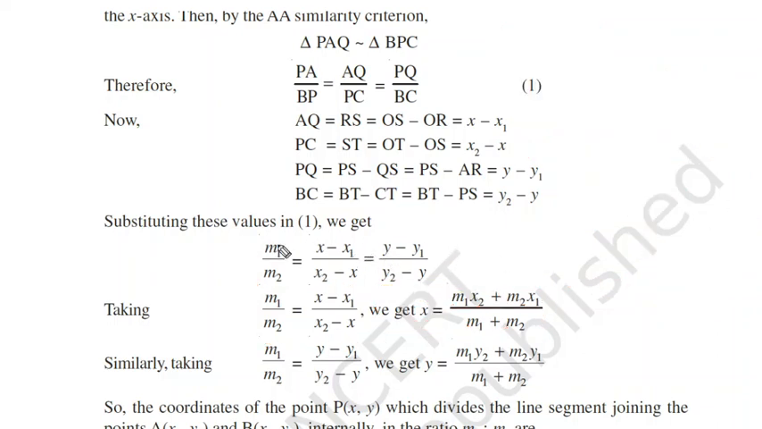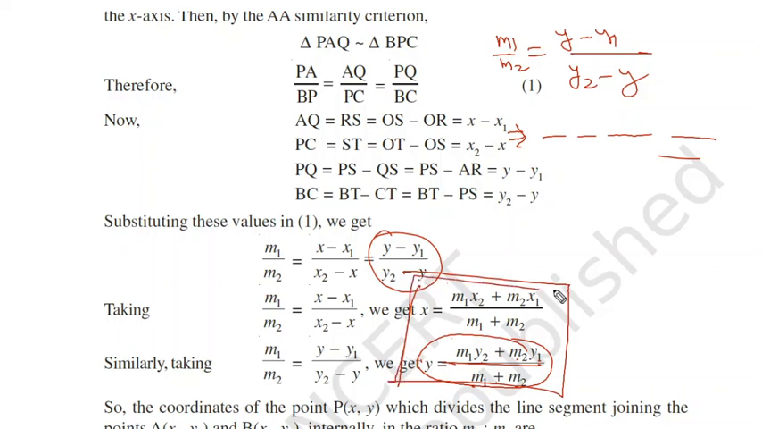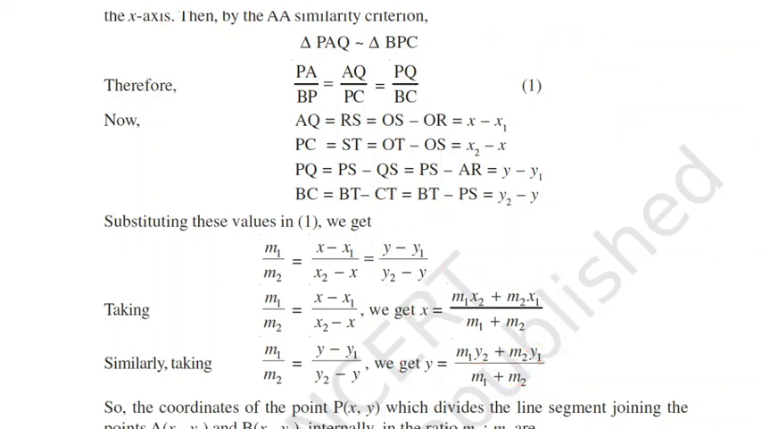Similarly, taking m1 by m2 is equal to y minus y1 divided by y2 minus y, then further solving we can get y equal to m1 y2 plus m2 y1 divided by m1 plus m2. Okay, so this is your formula, or you can say the section formula. So we got the formulas.